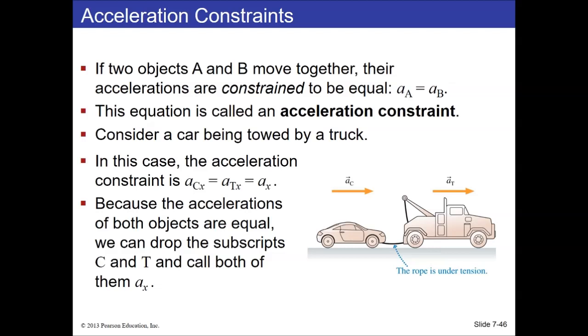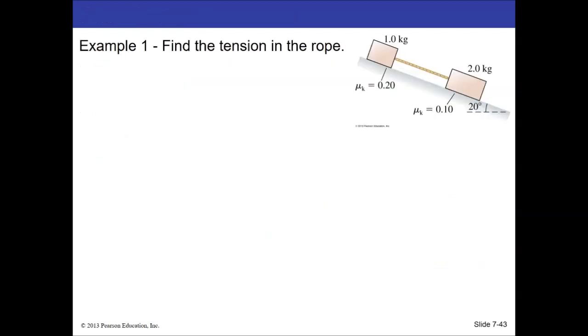If you go back to this example here, the acceleration constraint here is that we have two objects that are accelerating and their accelerations are equal to each other, and they have to be. If they were not equal to each other, then there would need to be no tension because block 1 is moving faster than block 2, or the rope would have to stretch or break because the top block is not accelerating as much. So there's a constraint here in that the accelerations are equal, right?